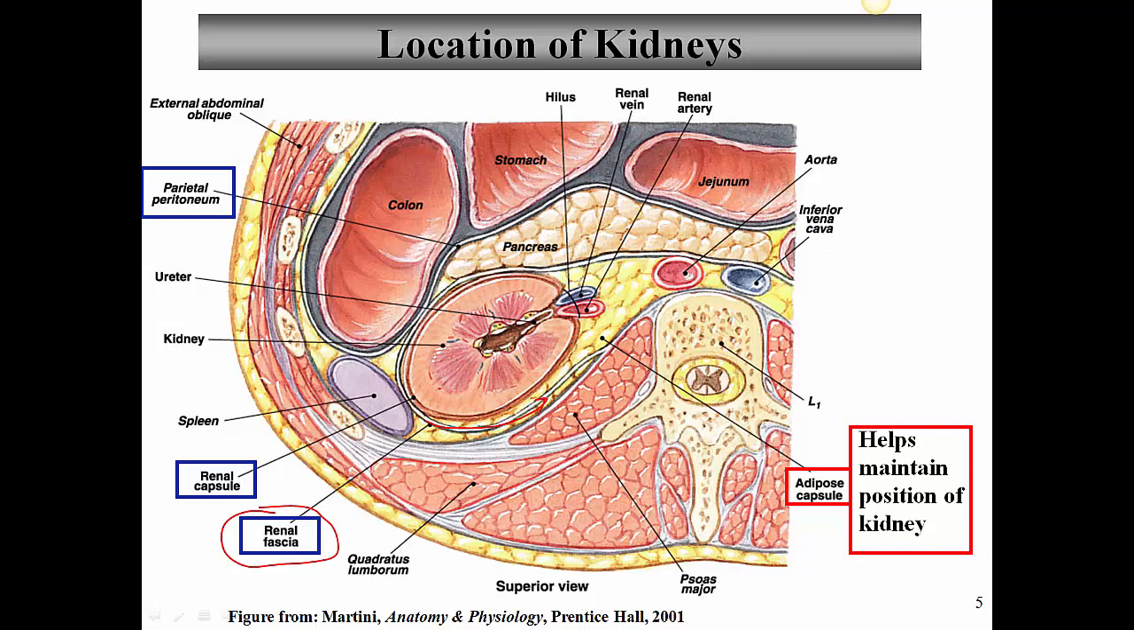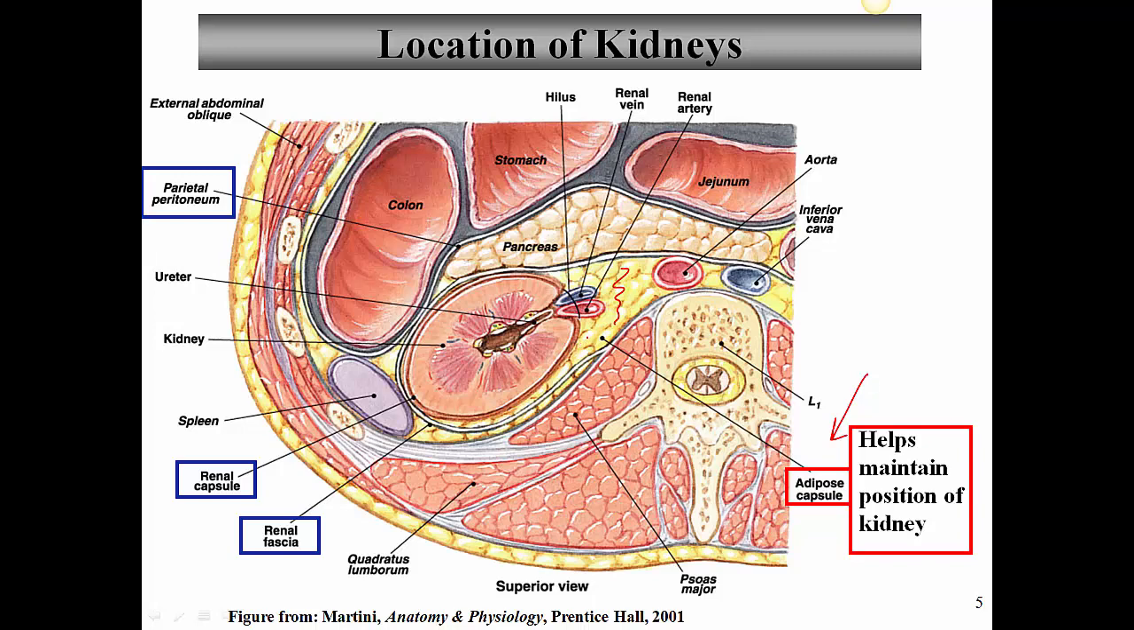Remember, fascia come in several varieties. We had a subserous, we had a deep fascia, and we also had a subcutaneous fascia. This type of fascia that we see here is one of the deep fascia that we have in the body. This is a very strong fibrous sheet of connective tissue that helps to hold the kidneys in place. And finally, surrounding the kidneys, you can see out here that we have a lot of adipose tissue. The adipose tissue is also something that helps hold the kidneys in place.